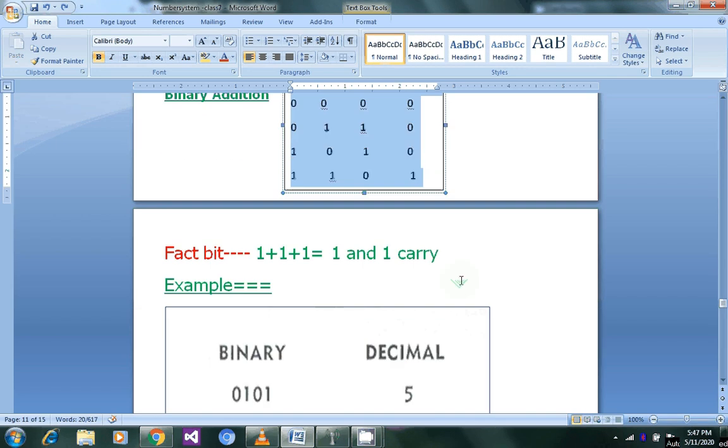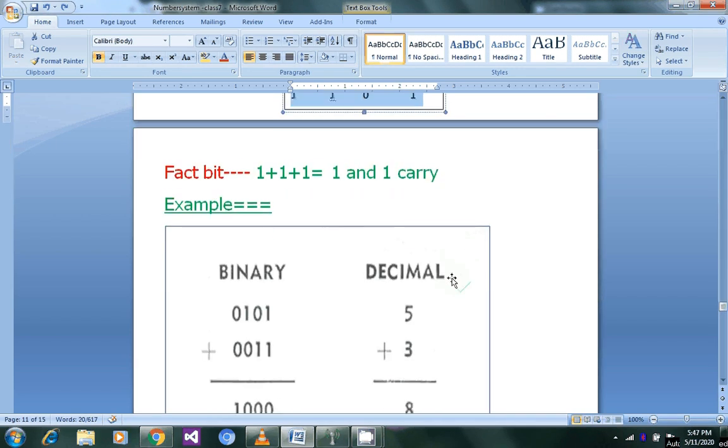One more fact you all have to know is that when you add more than 2 rows, there are three binary numbers, 1 plus 1 plus 1, which is equal to 1, and carry 1. So when three binary numbers 1 plus 1 plus 1 are added, it gives the result 1 and 1 is carried forward to the next number.